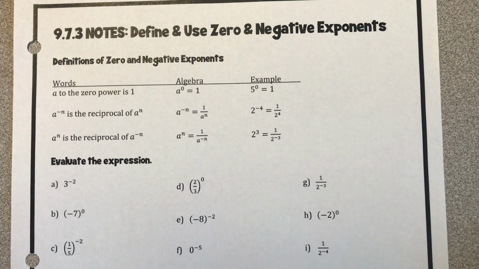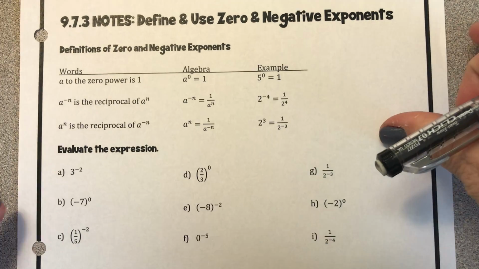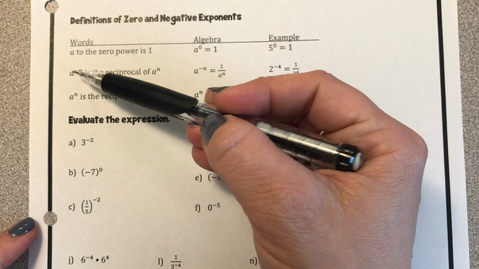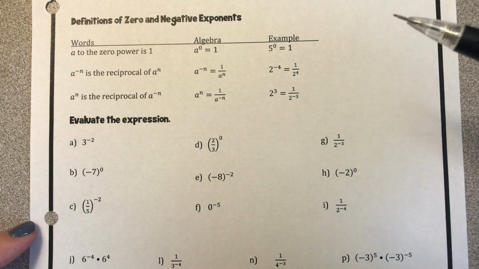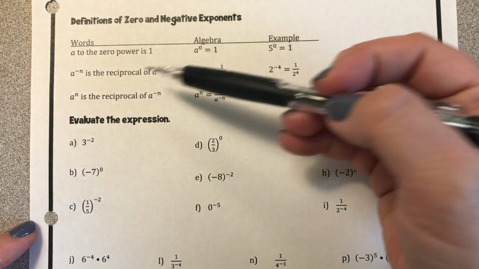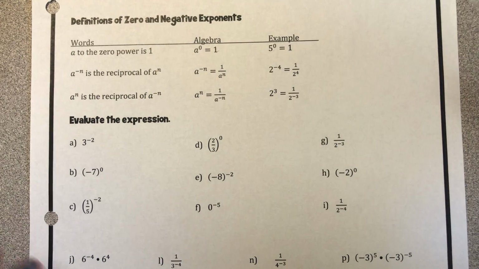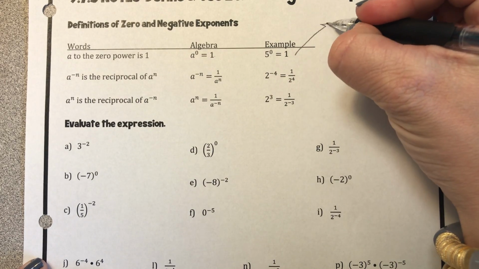So today we're going to talk about zero exponents and negative exponents, what that means, and how to simplify expressions that have those. The first thing we need to look at is a to the zero power. Anything to the zero power is 1. If I have a to the zero power, it's 1. 5 to the zero power is 1. And I'm going to come over here and show you why.